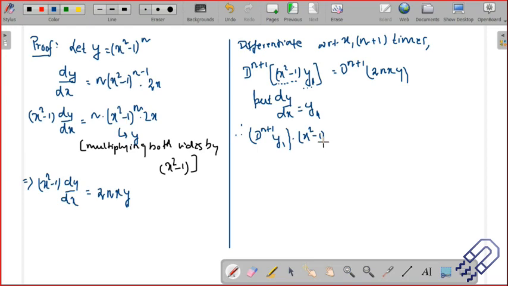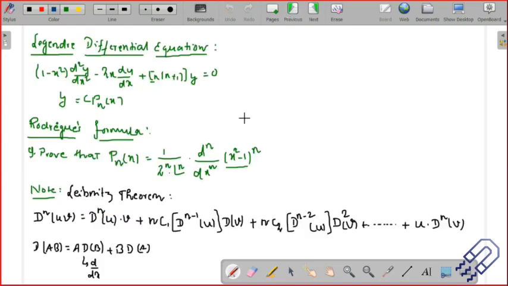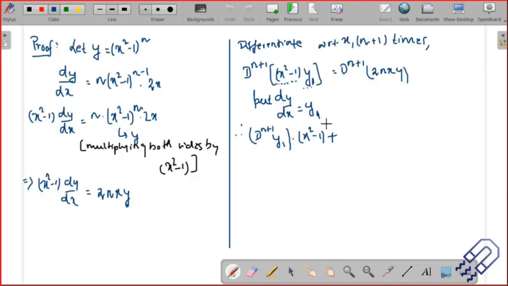This is the first function, plus, okay, I think I should have written the Leibniz theorem on this page. Then we have nC1. What is n? n is the number of times the differentiation is taking place. So here we are differentiating it n plus 1 times, which means in place of n, this would be n plus 1. C1 will remain.